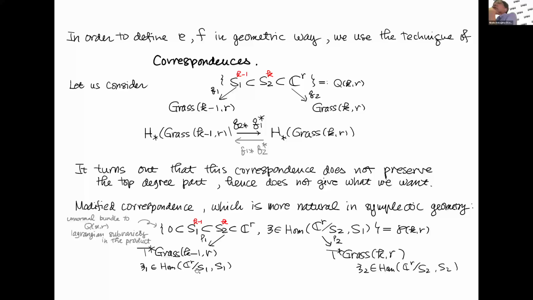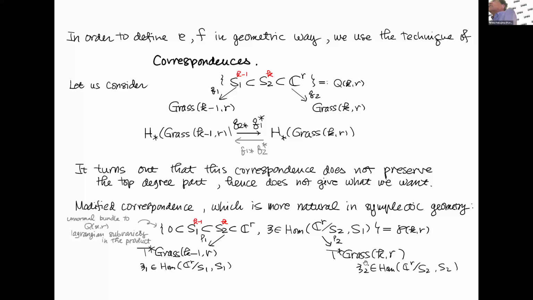So for the first Grassmannian, if the subspace is S1, then the linear map goes from C^R divided by S1 to S1, right? And for the second, C^R divided by S2 to S2. So we should have something in between. Then basically I only have one candidate. For the domain, I take C^R divided by S2. And for the target, I take S1. So I consider the homomorphism from C^R divided by S2 to S1. Then, because of the condition that S1 is a subspace of S2, I can compose with the inclusion from S1 to S2.